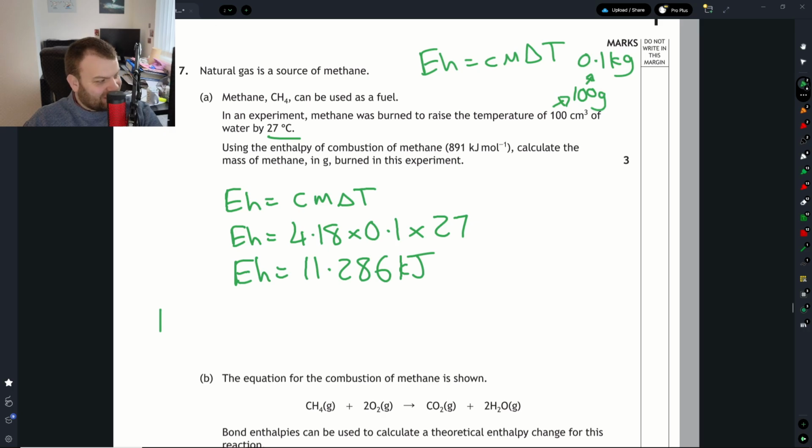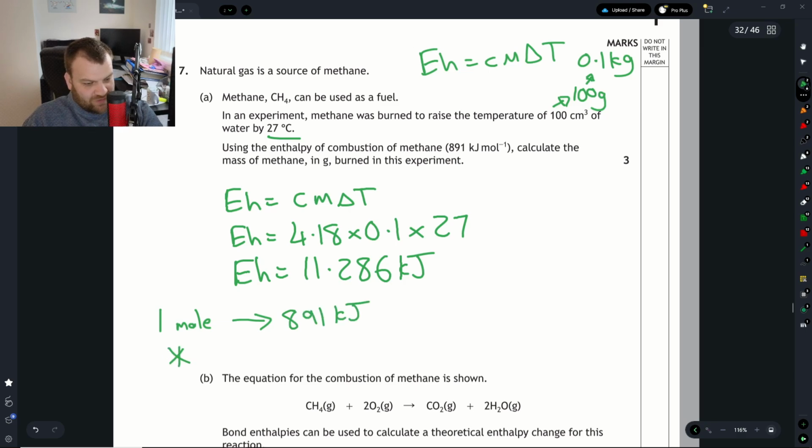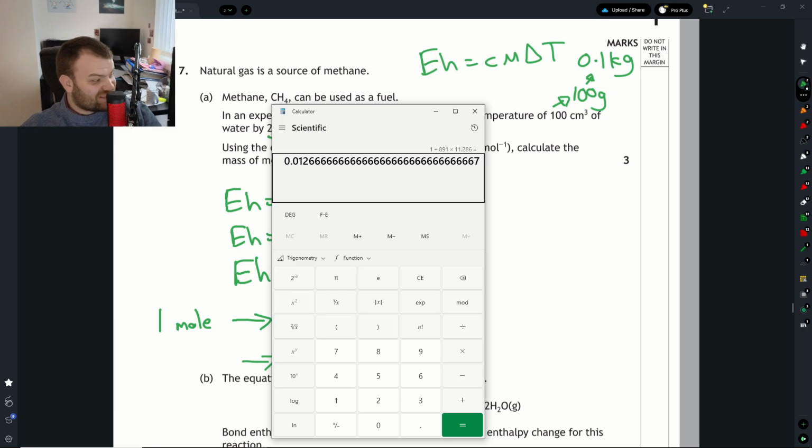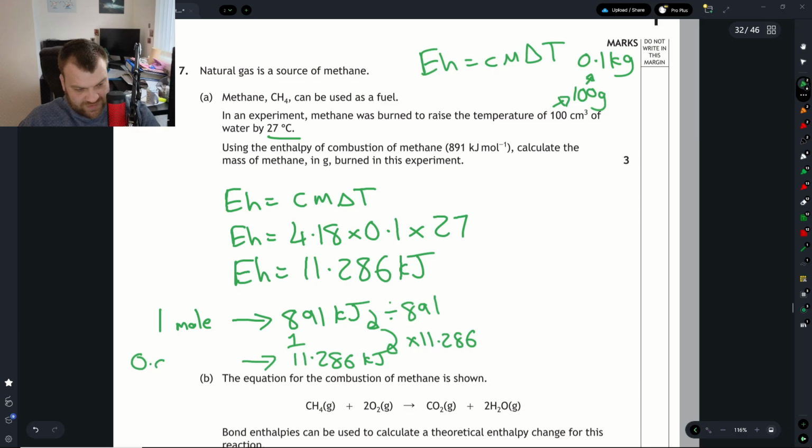We're told the enthalpy of combustion is 891. That means that 1 mole would need to give off 891 kilojoules. And we're trying to work out how much we would actually have burned of the methane, because we know we want to give off 11.286 kilojoules. Sticking with the scaling thing that works nicely for me, divide by 891 gives you 1 kilojoule, and then times by 11.286. We do the same on the other side for our 1 mole. We're going to have 1 divided by 891 times 11.286. That means that we've got 0.0127 moles of methane.